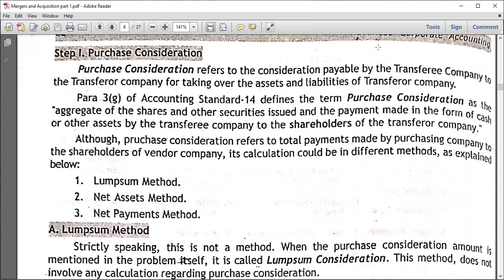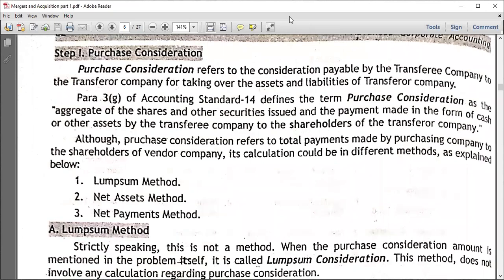We have completed redemption of preference share. Now we will start a new chapter, that is merger and acquisition. Already I've explained the theory part in the video, that is the Zoom class. Now we'll go to purchase consideration.